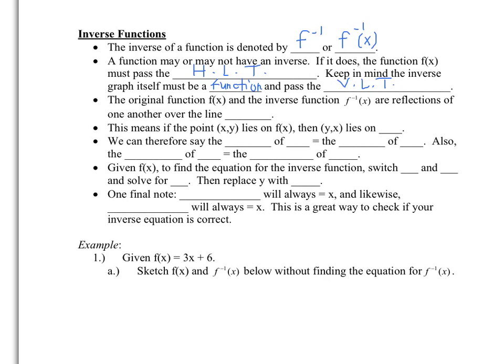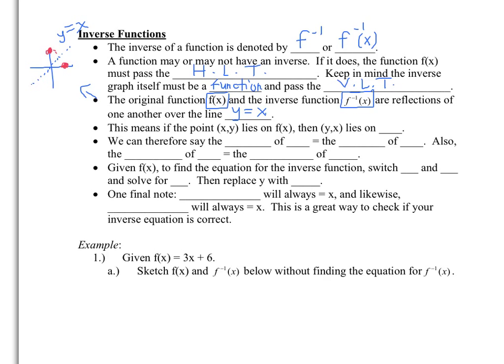So the original function, which we denote by f of x, and the inverse function, which we denote as f raised to the -1 of x, read f inverse of x, are reflections of one another over the line y equals x. If you forgot what that is, y equals x splits quadrants 1 and 3 right down the middle. So this is y equals x. If we have a point up here on f and you reflect it over this line, it would end up being its mirror image on the other side of that line y equals x. So it's a reflection.